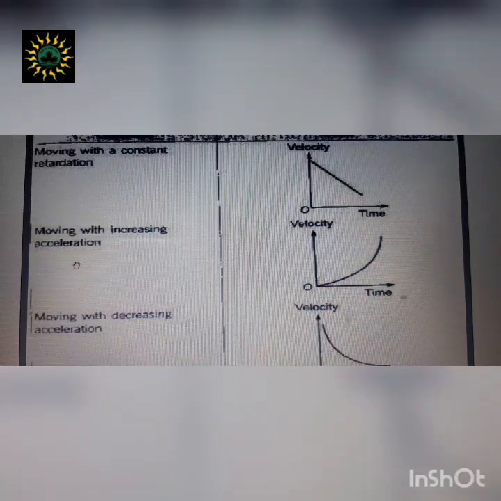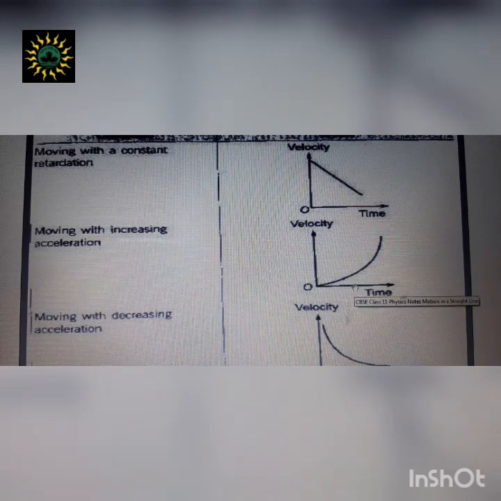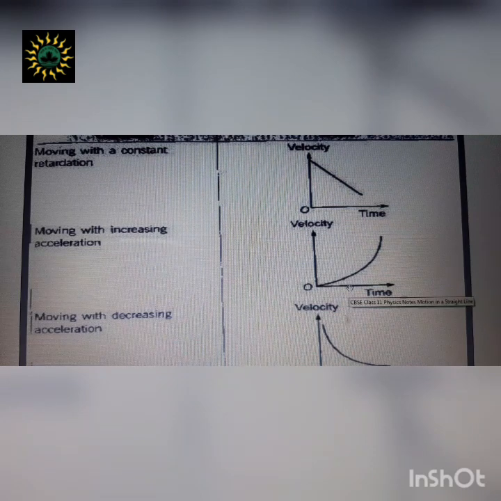Now moving with increasing acceleration is the same as increasing velocity. So the acceleration keeps changing: at a particular time instant there was some acceleration, at the next instant even more acceleration, and then at the next instant even more. So in that case the velocity is not changing with time at a constant rate, it is changing with a variable rate. So in that case you will get the graph like this.